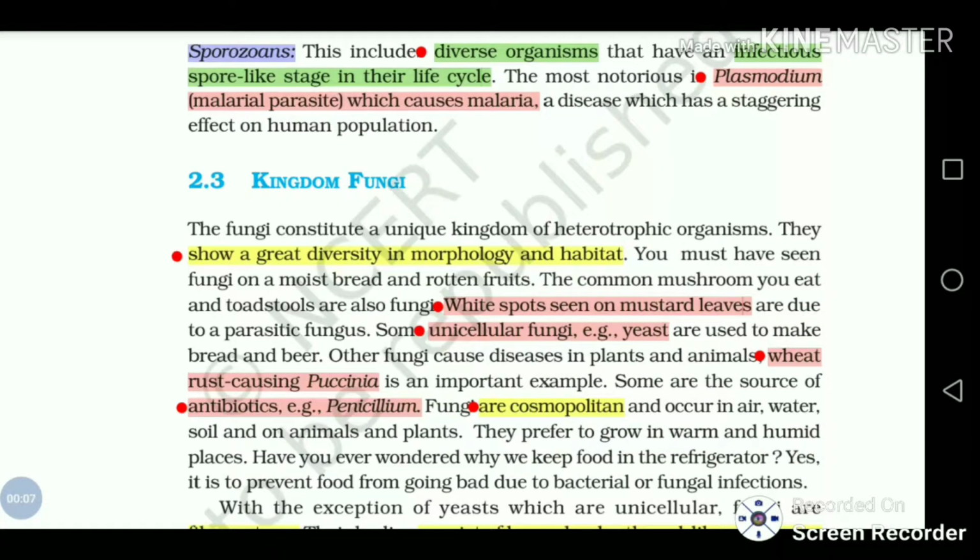And some common examples that we see are white spots on mustard leaves, the unicellular fungi, for example yeast, then the wheat rust causing Puccinia, then the antibiotic that was used, that is Penicillium. These all are the examples of fungi. Then these are known as cosmopolitan, as they occur in air, water, soil, or on animals and plants, etc.